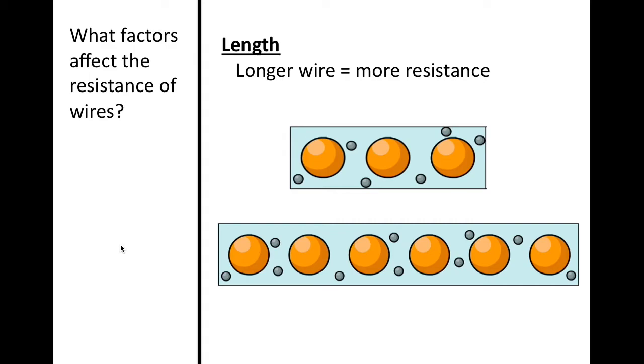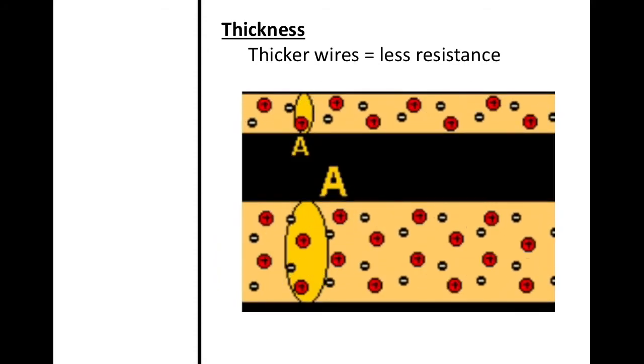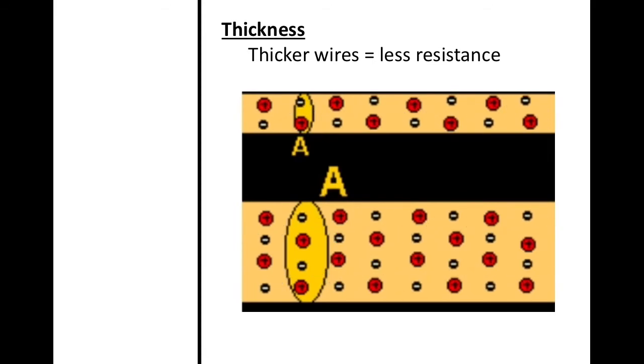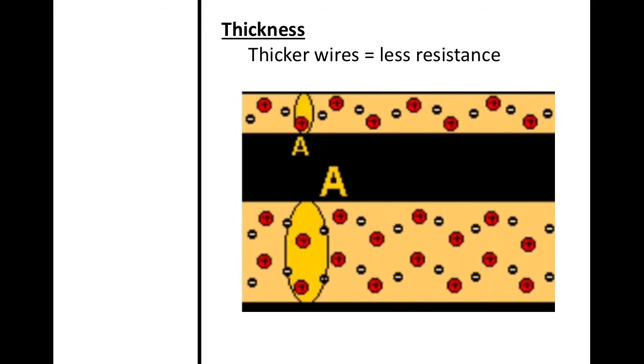Remember that resistance occurs as the result of collisions between charge carriers, electrons, and the atoms of the wire. So if the wire is longer, there will be more chances of collisions. More collisions mean more resistance. Thickness is another factor that can affect resistance. Thicker wires mean less resistance.